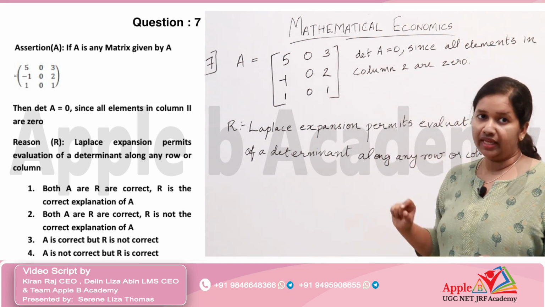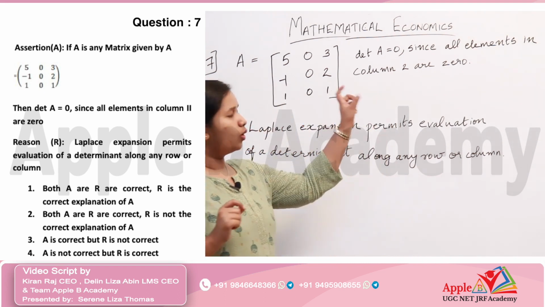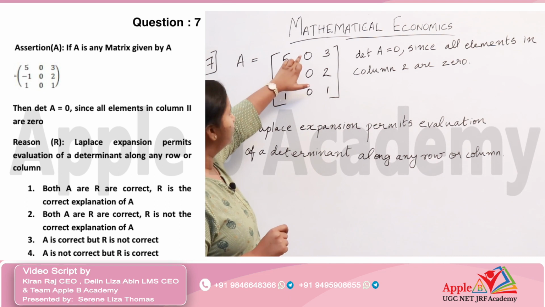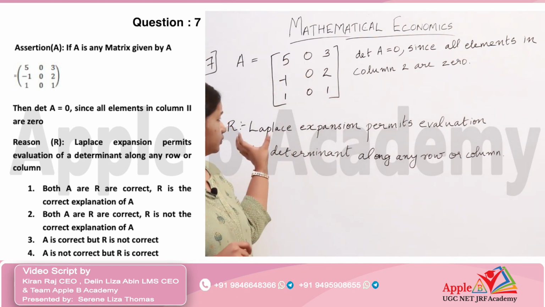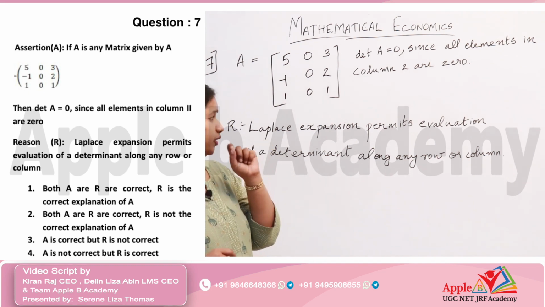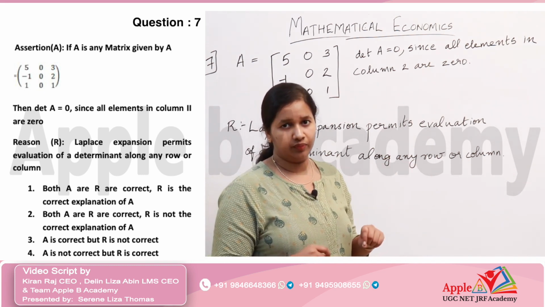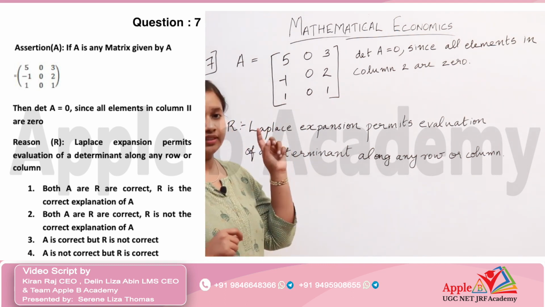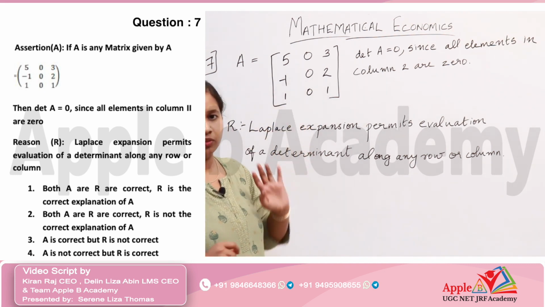So, determinant of A is equal to 0, since all elements in column 2 are 0. That is the assertion. Reason: Laplace expansion permits evaluation of a determinant along any row or column. Okay. So, assertion says that determinant A is equal to 0 since all elements in column 2 are 0.